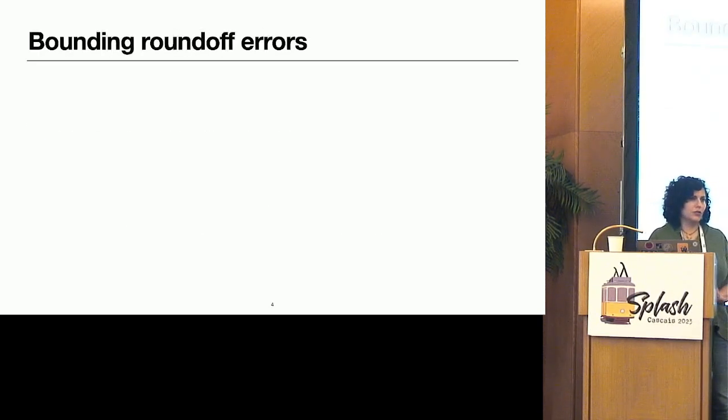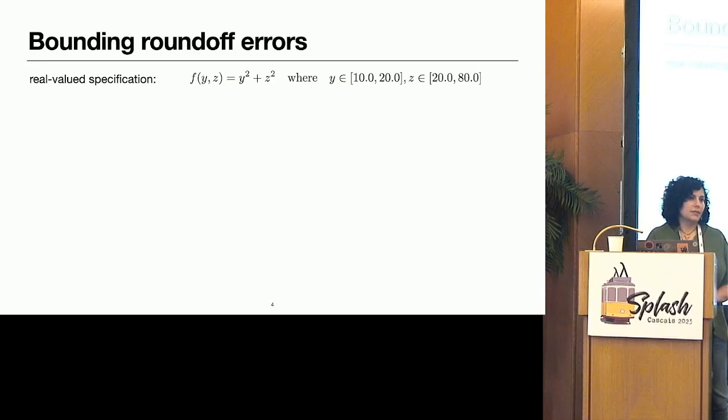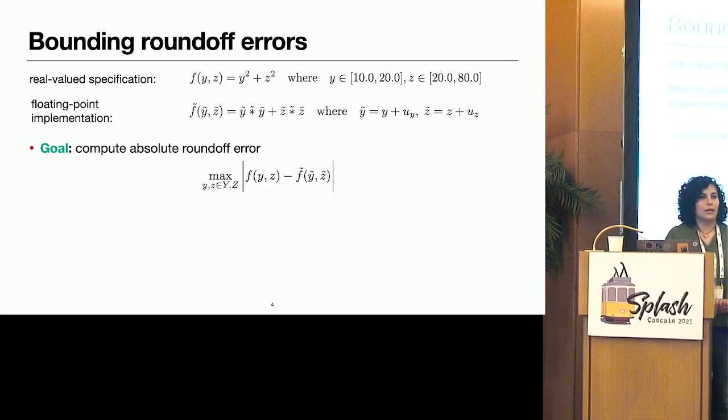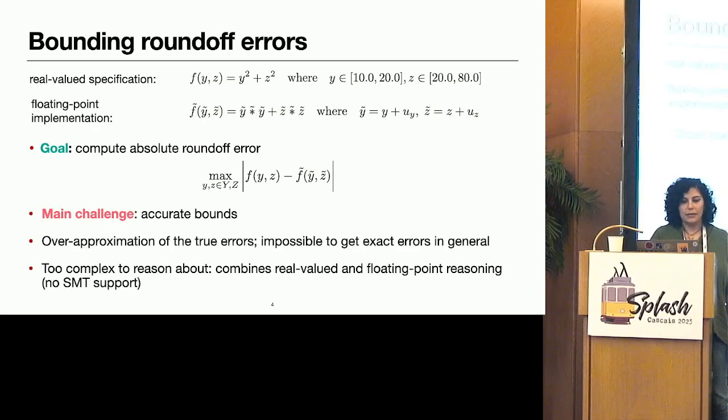So I'm going to first introduce some notation and the running example for our talk, and then continue. We use the tilde symbol to represent floating point operations and values. Suppose we have a real valued specification of function f and its floating point implementation, where the input parameters have input intervals and also initial errors. So our goal is to compute the round-off error, which means maximizing the difference between the real value and the floating point counterpart. And the main challenge is how to compute accurate bounds.